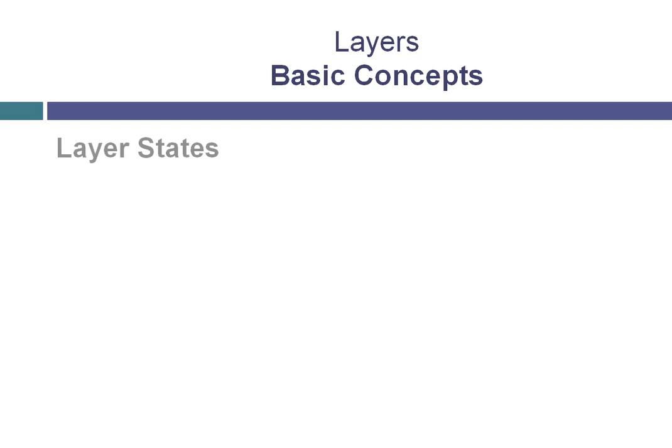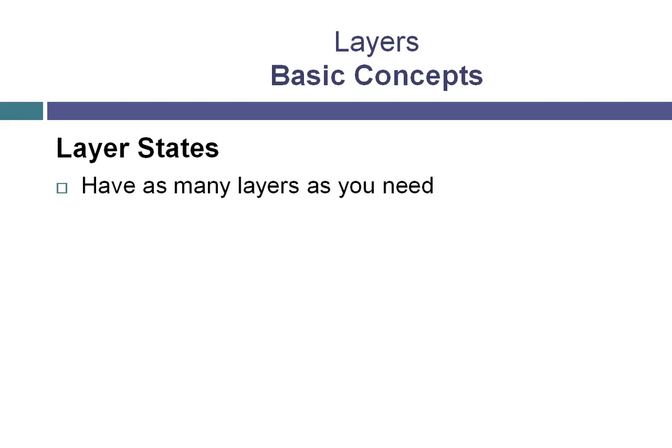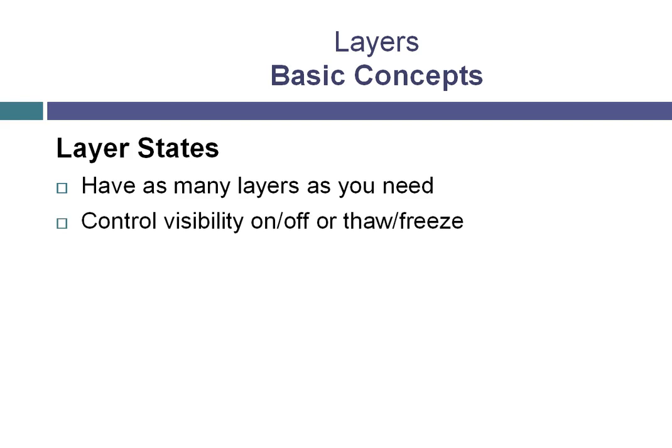It is important to understand the layer states. Each drawing can have as many layers as you want, and you can assign just about any name to identify each layer. To organize all of those layers, most people use a logical naming convention. Many professional organizations publish layering standards that you can use to name the various layers in the drawing.